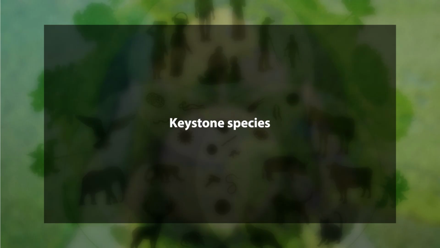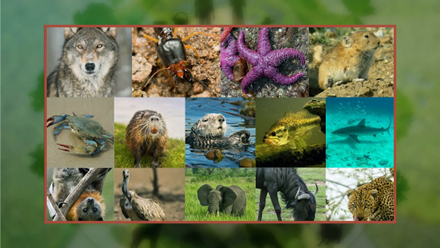Then we have keystone species. A keystone species is a species that plays an essential role in the structure, functioning or productivity of a habitat or ecosystem at a defined level.